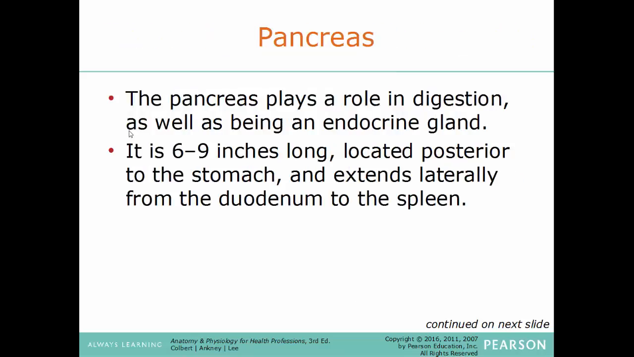All right, now we'll talk about the pancreas. The pancreas plays a very important role in digestion. It also is a dual function gland. It has an exocrine function and an endocrine function. For this chapter, we'll focus on the exocrine function. It's about 6 to 9 inches long. It's located posterior to the stomach and will extend laterally from the duodenum toward the spleen.